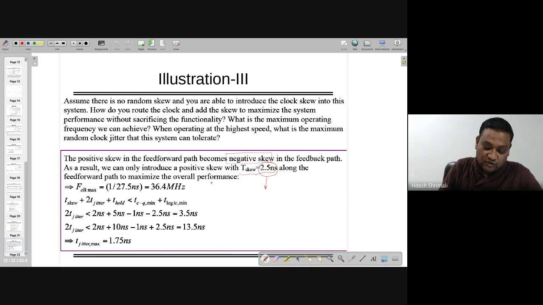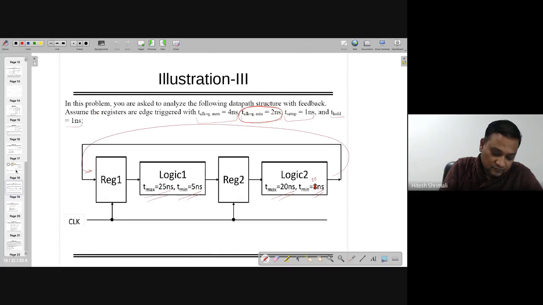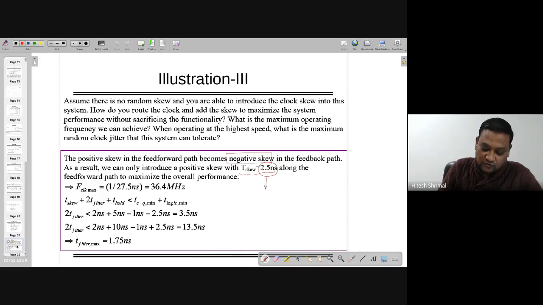So with this number, which was earlier 25 nanosecond, 25 nanosecond plus 2.5 nanosecond will give me 27.5 nanosecond, and that's going to give me 36.4 megahertz of clock.